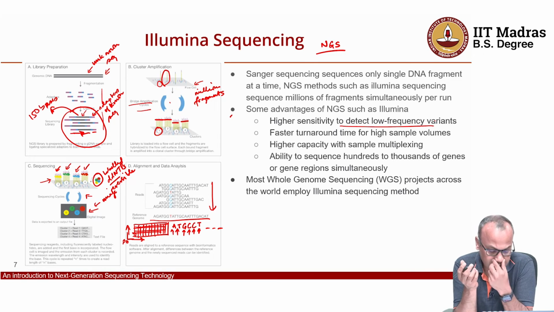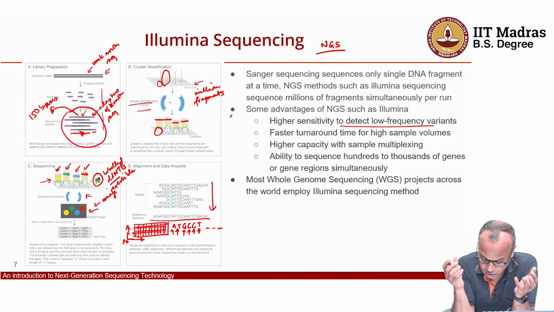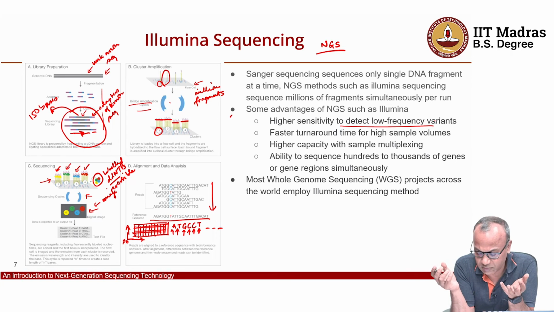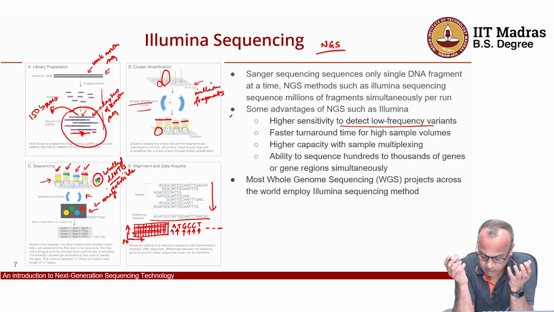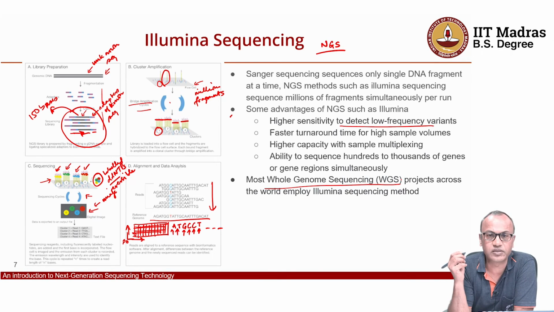It has faster turnaround with high sample volumes. It's possible to sequence a human genome almost within a day these days. It has higher capacity. For each flow cell, you can sequence multiple human genomes, right, up to 10 to 12 at least, if not more. And because you're doing a large number of genomes, you are sequencing hundreds to thousands of genes simultaneously. So most of the whole genome sequencing projects utilize this Illumina sequencing.